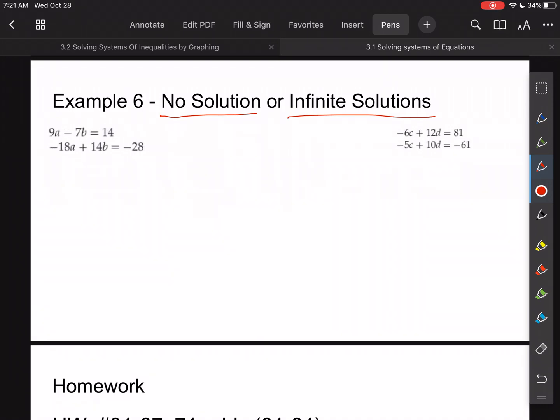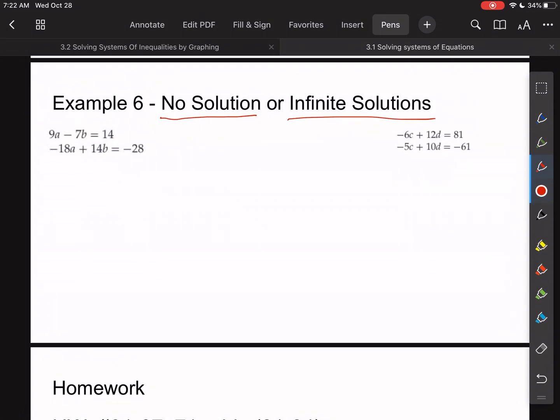First of all, with this one we have to get something to line up. I would like to multiply this first one by 2 because I want to try to eliminate a's. So I'm going to rewrite the first one as, if I multiply everything by 2, 18a minus 14b equals 28. The second one I'm just going to keep the same: negative 18a plus 14b equals negative 28. Okay, I was trying to eliminate my a's, so I'm going to add because they're different signs.